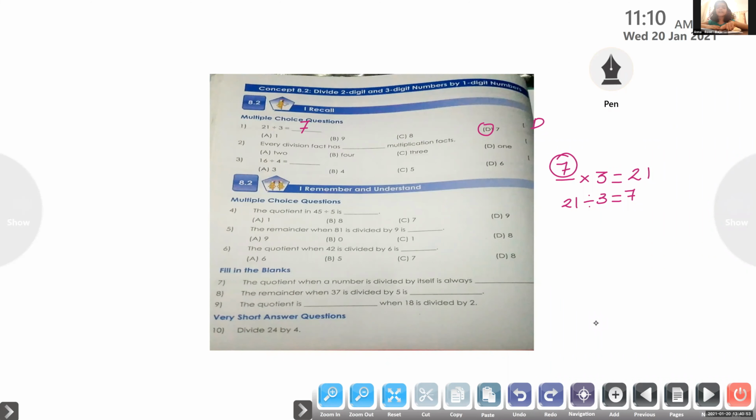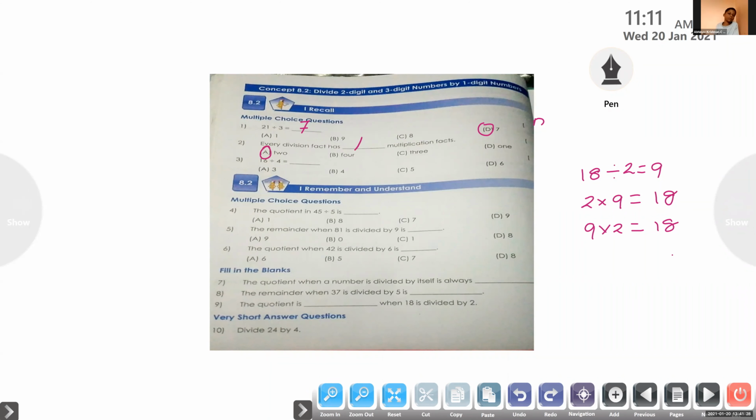Every division fact has dash multiplication fact. Yes. How many? I'll show you one example. 9 divided by 3 is equal to 3. 18 divided by 2 is equal to 9. From this, 2 9s are 18. That is the one multiplication fact. Can we write 9 2s are 18? Yes. So how many can we write? 2. Option A.